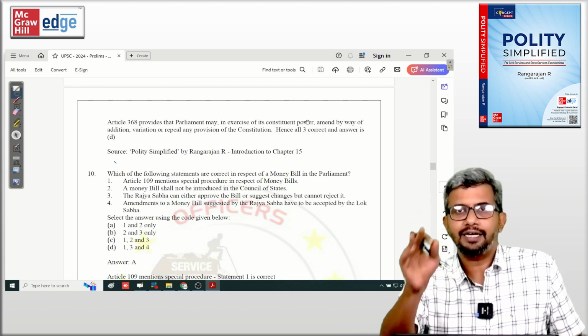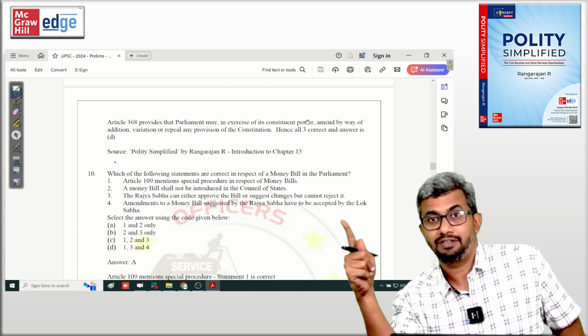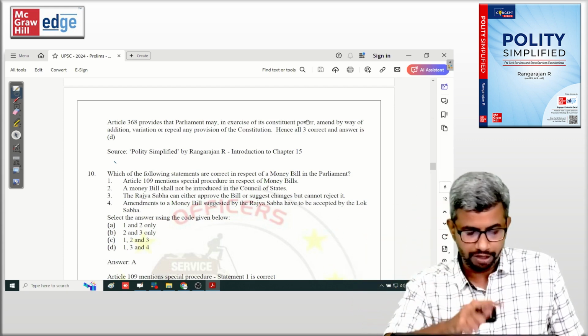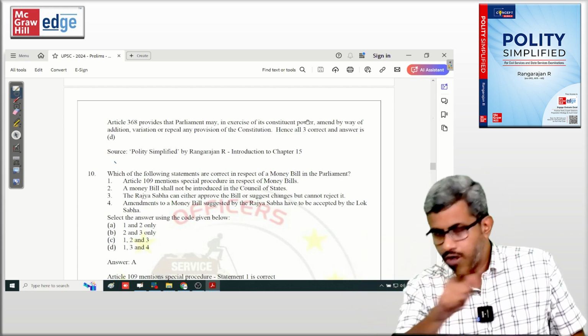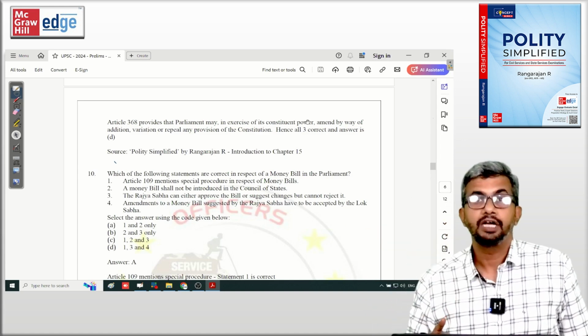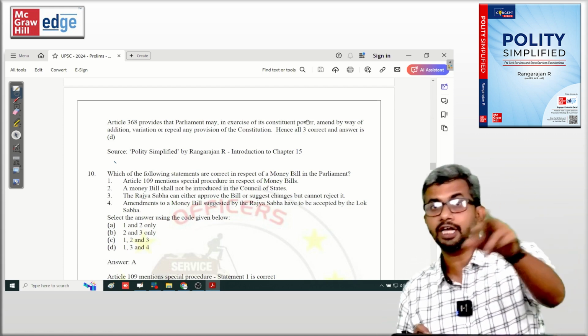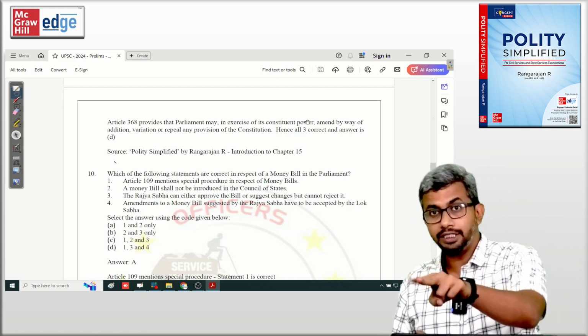First statement correct. Article 109 mentions the special procedure. Don't get confused with the definition which is given in 110. The procedure is given in 109. A money bill shall not be introduced in the Council of State, which means it can be introduced only in the Lok Sabha. First two statements are correct. Rajya Sabha can either approve the bill or suggest changes but cannot reject it. See, but cannot reject it is correct.